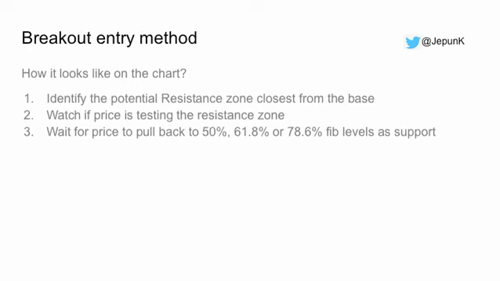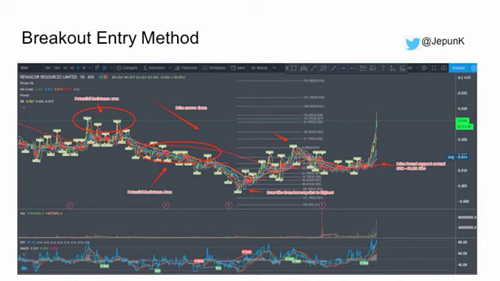So identify the potential resistance zone closest to the base, which we did mention before. Watch if a price is testing the resistance zone, and then wait for the price to pull back to 50%, 61.8%, or 78.6% Fib levels as support. So when you hear people saying Fib, it is the Fibonacci that we're just talking about. So breakout method. So there's an example there.